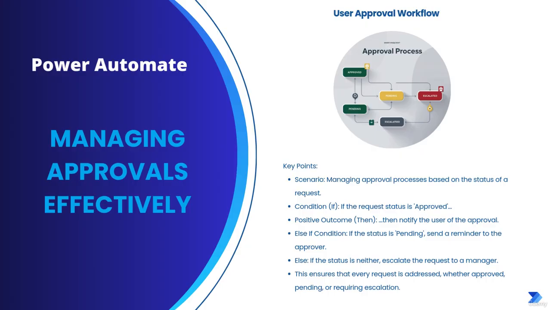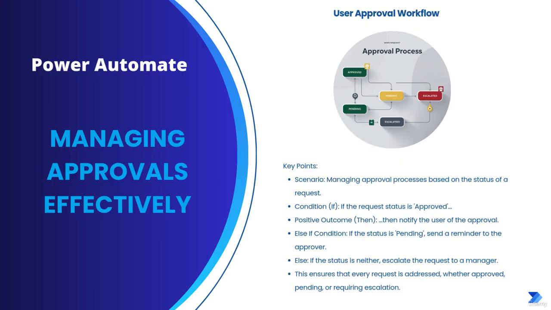If the status is approved, the workflow automatically sends a notification to the user, informing them that their request has been granted. Negative outcome handling. Else if condition: Else if the status is pending. Here, you check if the request is still awaiting approval. Then action: Then send a reminder to the approver. This action ensures that the approver is nudged to take action if they have not yet responded. Else action: Else escalate the request to a manager.